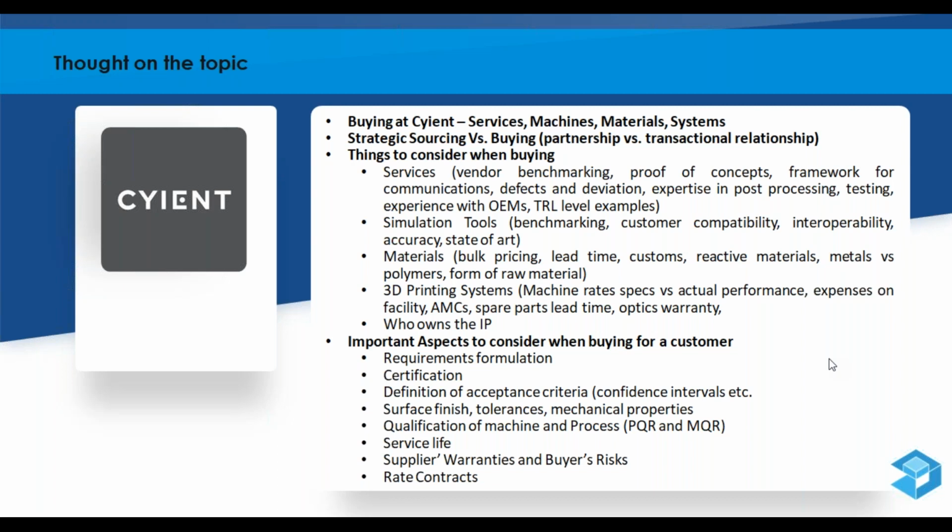Now, coming to materials, I think this is very straightforward. You look at what costs you can get when you're trying to source materials in bulk. You look at lead times, the customs and costs involved. You look at reactive materials, how to store them, how to dispose them. You look at metals and polymers, and what metals and polymers you would work with from your long-term point of view. And you look at the form of raw materials.